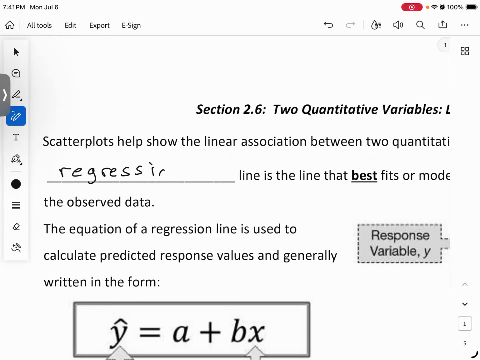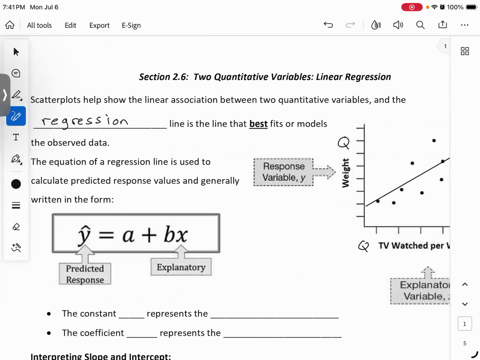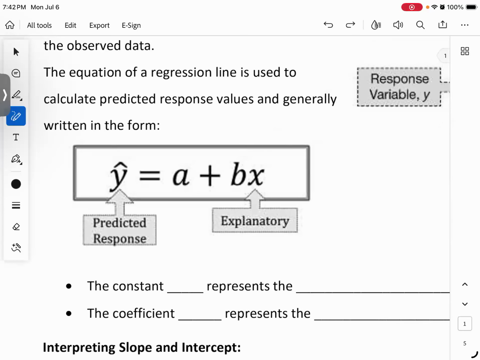But more than just seeing the line, we're also going to have the equation. In the equation, you've got two main variables, your x and your y. Think of the x as the input, what we've been calling the explanatory variable ever since chapter one. It's what you're going to plug in. The response, which we'll call y, is the outcome you get. Because of someone's amount of TV watching, they might have a certain weight.